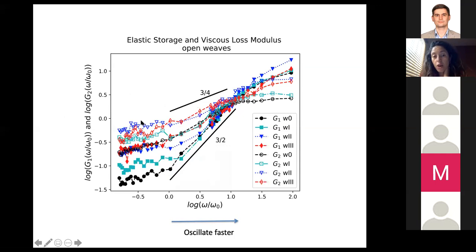All right, so let's see the open curves. For the open curves, the empty symbols are the liquid-like G-double-prime loss modulus. The filled symbols are the solid-like storage modulus. When we do it for slow frequencies, so you deform it very slowly, the systems behave more like liquids. Then there is a critical frequency after which their behavior changes, and you see the filled symbols over the corresponding empty symbol for each system.